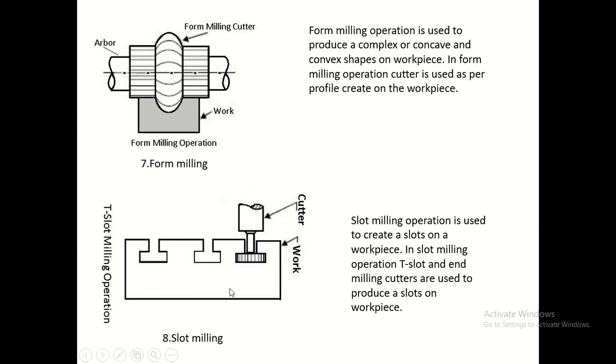Slot milling. In slot milling operation, we need the milling cutter as per the slots we require on the workpiece. For a T slot, we require a T slot milling cutter. See here, the slot is T-shaped. This is the milling cutter, and this is the workpiece. In this operation, the milling cutter is perpendicular to the workpiece. Slot milling is used to create slots on the workpiece. T slot or end milling cutters are also used.